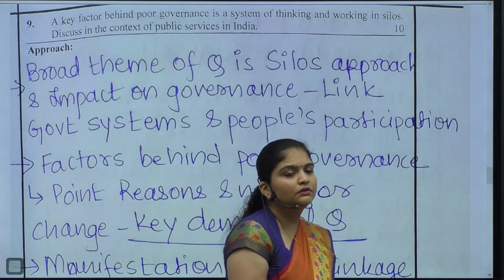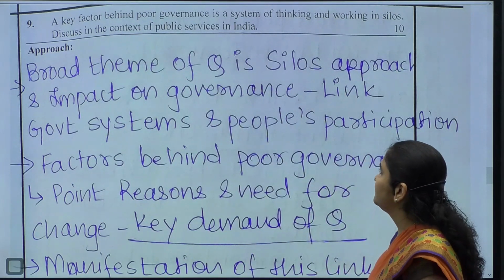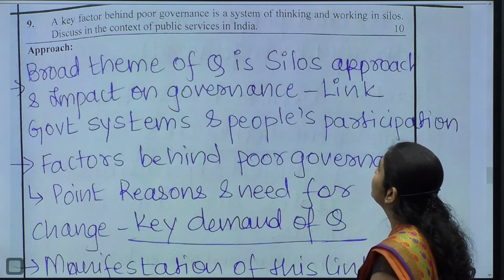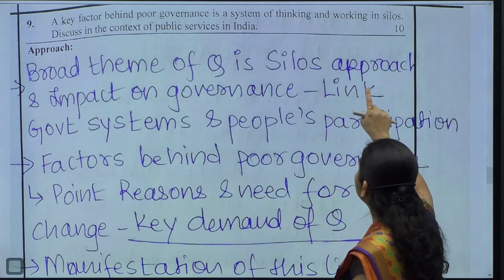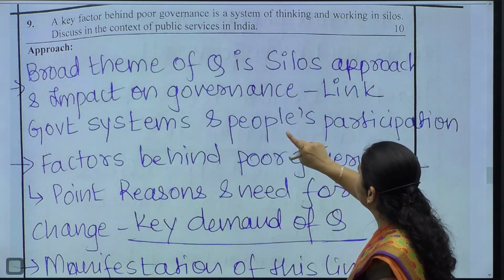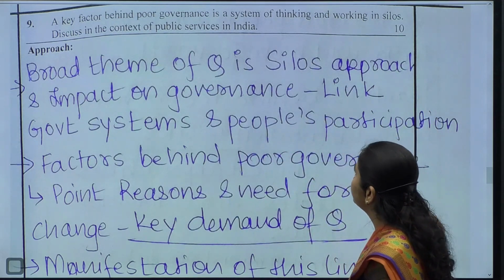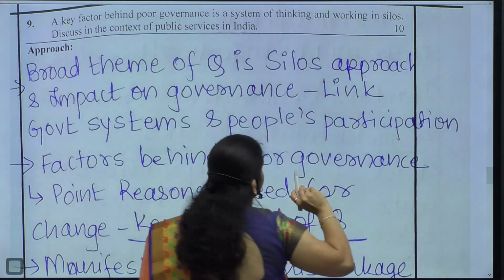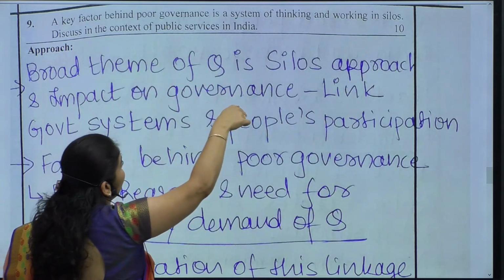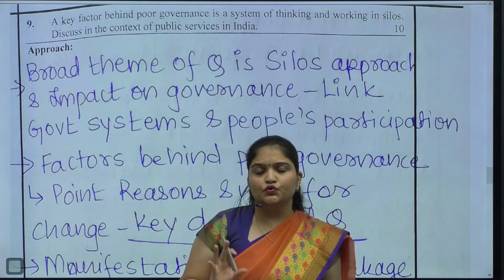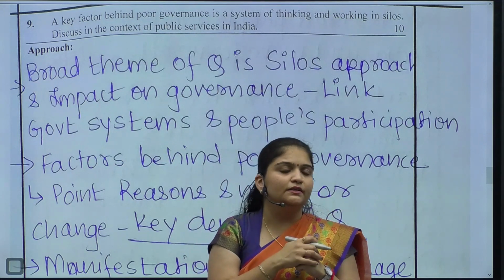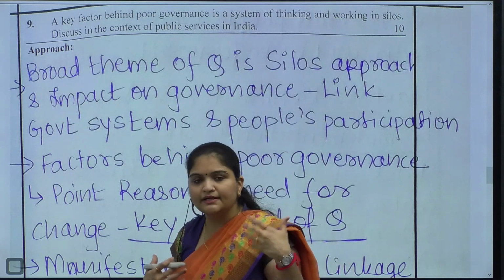So, question number 9. A key factor behind poor governance is a system of thinking and working in silos. Discuss in the context of public services in India. Okay, so the problem is what? The problem they are saying in this governance, the entire problem is working in silos. So we have to link silos and we have to link the working of the government. Alright, so how do we understand silo?